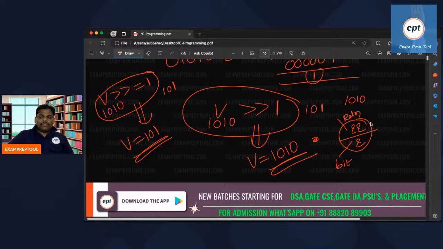So can you help me? What is the relational OR operator? Check properly. Relational OR operator. Bitwise AND, bitwise OR operator. If you want, you can Google it. Relational OR operator. Bitwise OR operator.